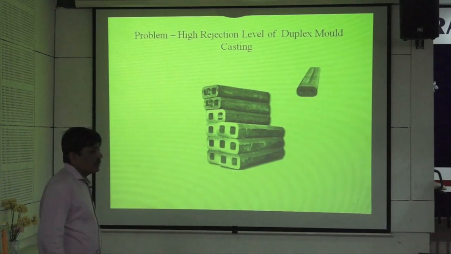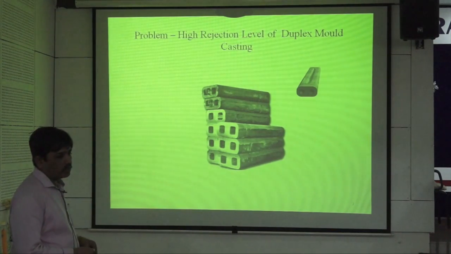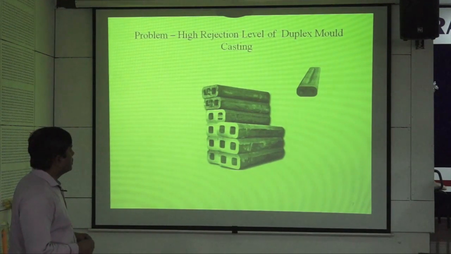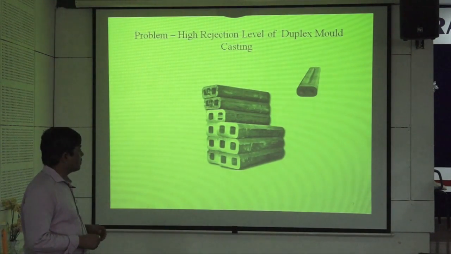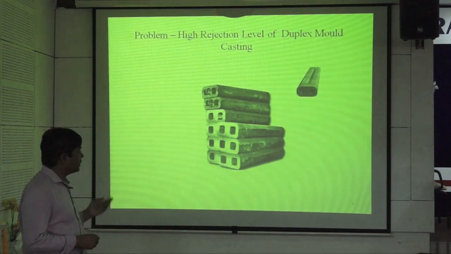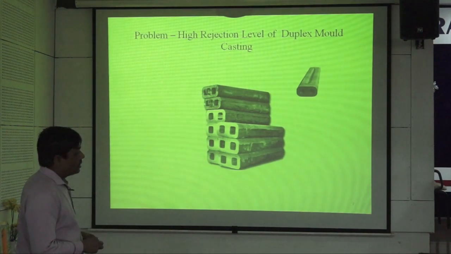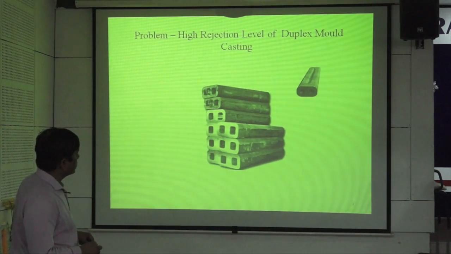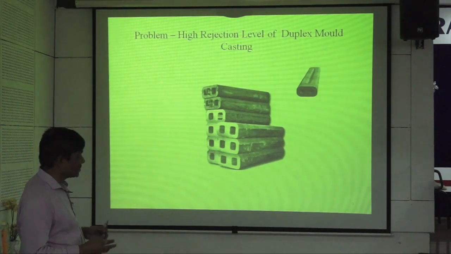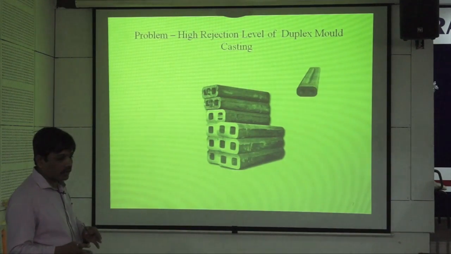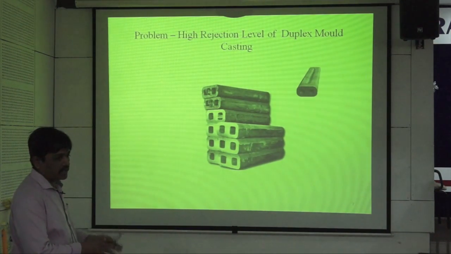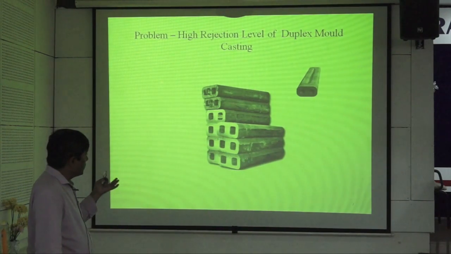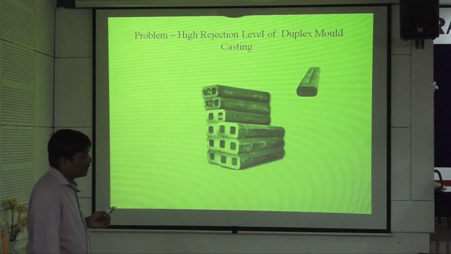And this is the problem area we have selected. This is called a duplex mold. Although there are a number of products, we selected this. The weight of each mold varies from around 440 kgs to 600 kgs. And this mold is basically used for manufacturing pencil ingots, which are further processed into different products like angles and wires, etc. So almost half a ton of material goes into manufacturing of this duplex mold.